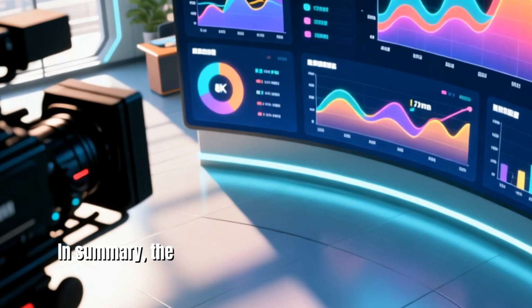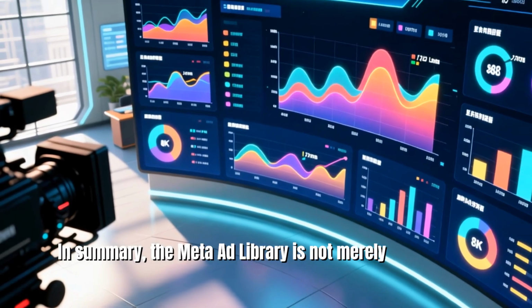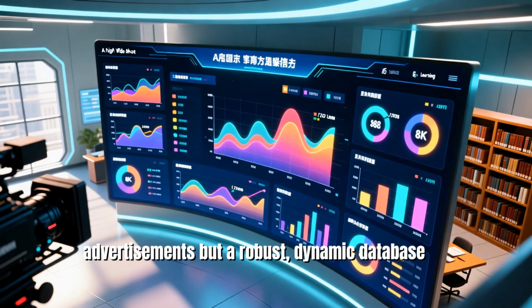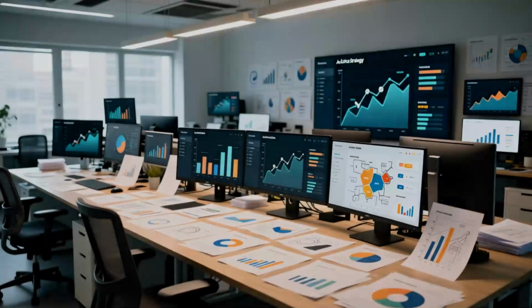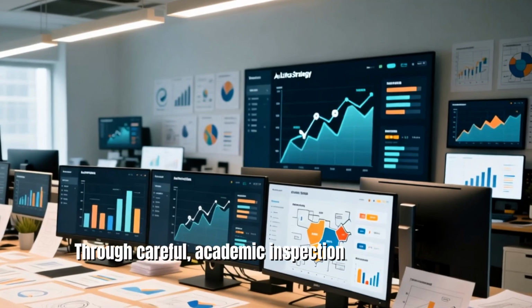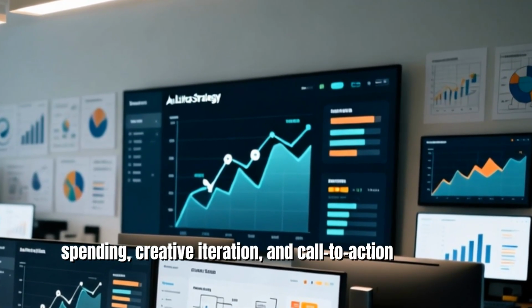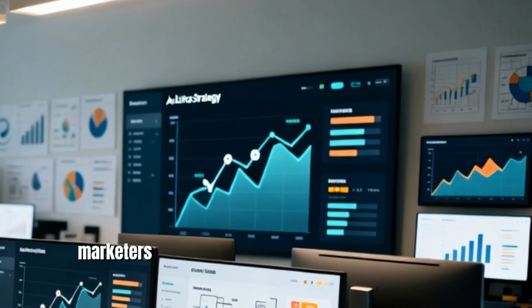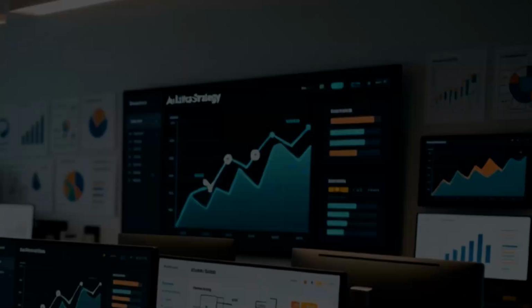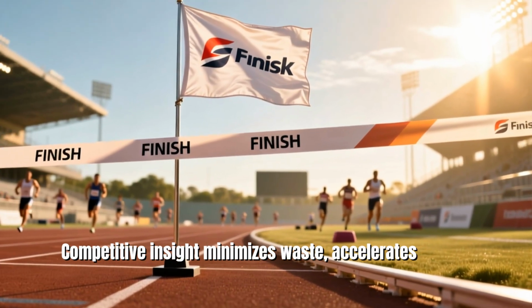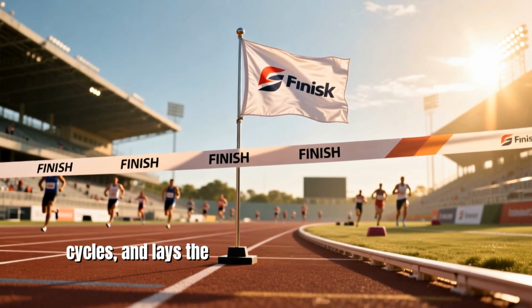In summary, the Meta Ad Library is not merely a catalog of advertisements, but a robust, dynamic database for competitive learning. Through careful, academic inspection of competitors' spending, creative iteration, and call-to-action pathways, marketers could transform uncertainty into actionable intelligence. Competitive insight minimizes waste, accelerates testing cycles, and lays the groundwork for authentic, effective market leadership.